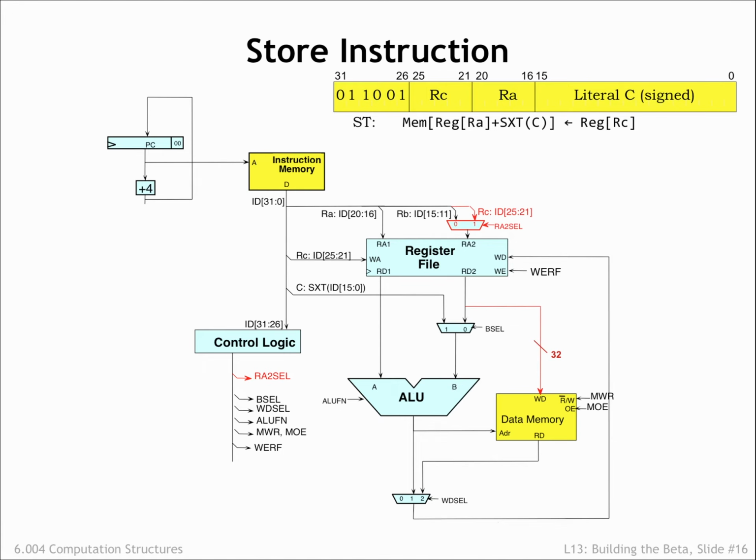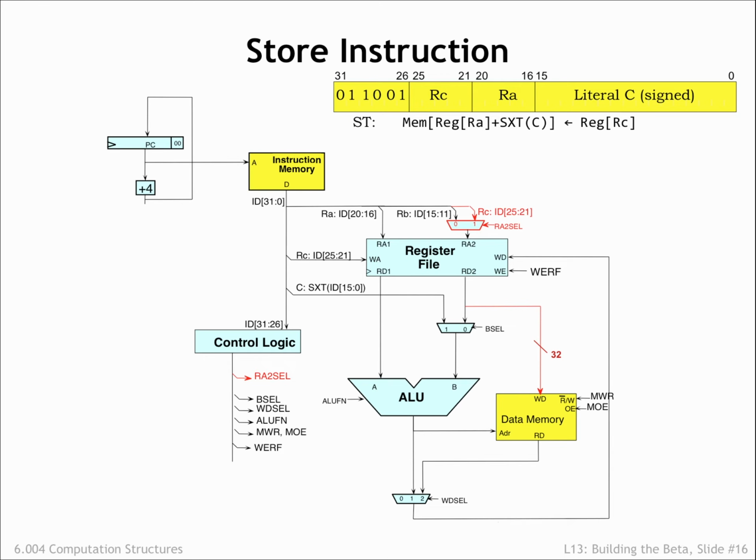Execution of the store instruction is very similar to the execution of the load instruction, with one extra complication. The value to be written to memory comes from the RC register, but the RC instruction field is not connected to a register file read address. Happily, the RB register address isn't being used by the store instruction since the second ALU operand comes from the literal field. So, we'll use a mux to enable the RC field to be selected as the address for the register file's second read port.